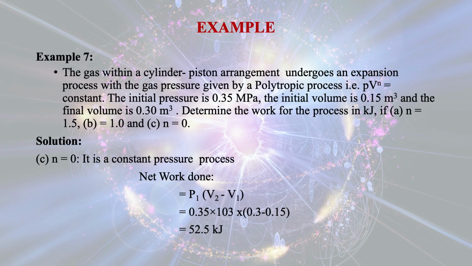For the third part, when n is equal to 0, PV to the power n is equal to 0 is equal to constant. If you put n is equal to 0, that means P is constant. This is nothing but constant pressure process. For the constant pressure process, we know the net work done is equal to P1 within bracket V2 minus V1. V1 is known, V2 is known, P1 is known. So you put the values of P1, V1 and V2 and get the answers for net work done, that comes out to be 52.5 kilojoule.